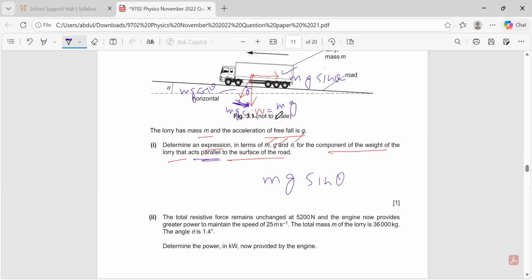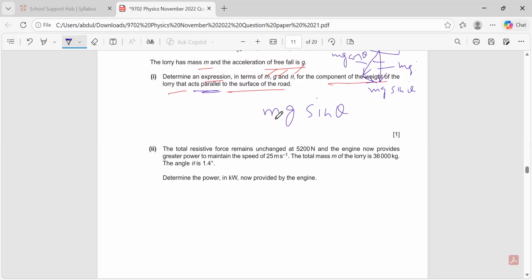Mg sine theta. I can draw another diagram here for you people. Weight downward this way, then one component here and one here. Head to tail rule, you know. So this one opposite mg sine theta, this is mg cos theta, and this is the resultant, which is mg. So like this. Okay.